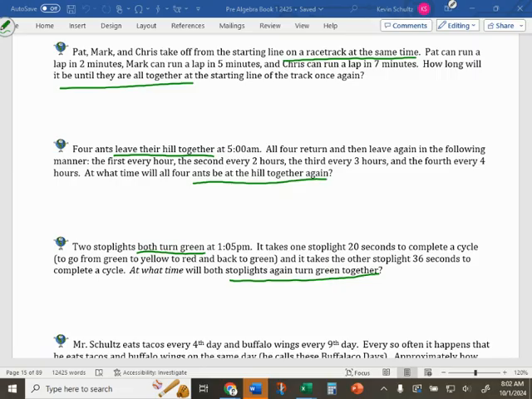Okay? They're all starting, running around this racetrack at the same time. Pat's the fastest. He can run a lap in just 2 minutes. Mark is more of a jogger, takes him 5. And Chris takes his time. He runs a lap in 7 minutes, right? How long will it be until they are together at the starting line of the racetrack once again? So let's just do the listing method here.